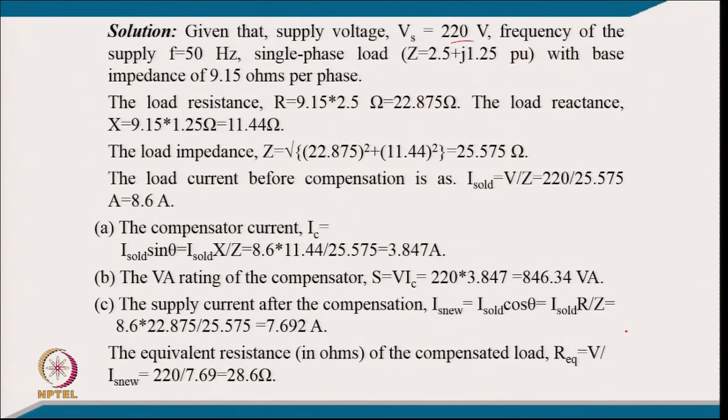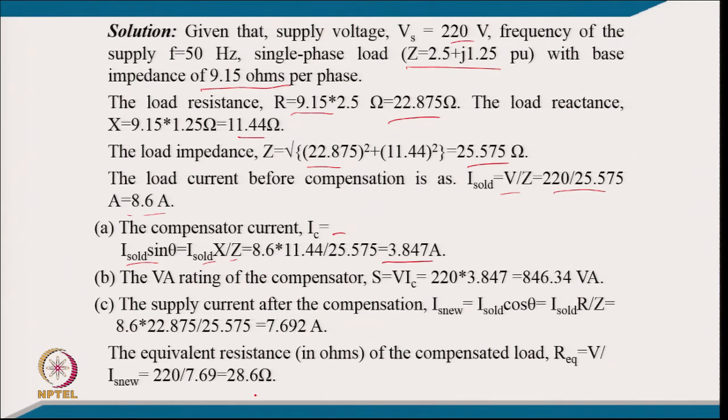So, over the voltage you are regulating, you have a second harmonic reflected on the DC link. Coming to the solution part: the supply voltage is 220 volt, supply frequency 50 hertz, and single phase load Z equal to 2.5 plus j1.25 per unit with a base impedance of 9.15 ohm per phase. After calculating, the load resistance comes to 22.875 ohm, the load reactance 11.44 ohm, and the load impedance 25.575 ohm.